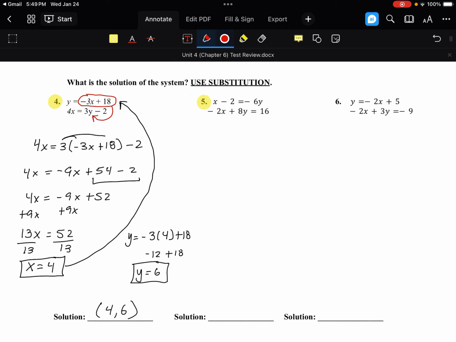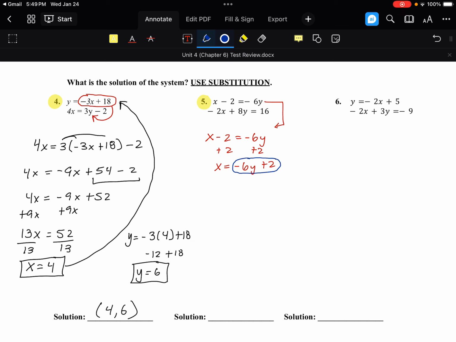Question 5 is very similar, except neither equation is currently written or solved for a single variable. But the first equation is actually pretty easy to solve for x. We have x minus 2 equals negative 6y. To solve for x, I'm going to add 2 to both sides. I then get x equals negative 6y plus 2. This is what x equals.